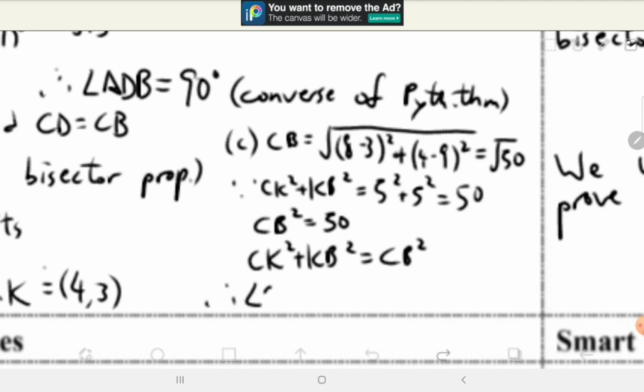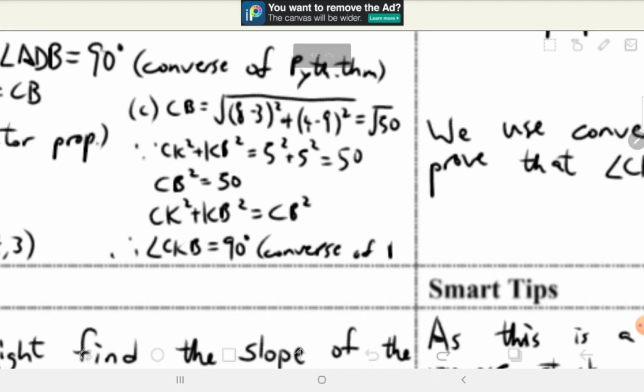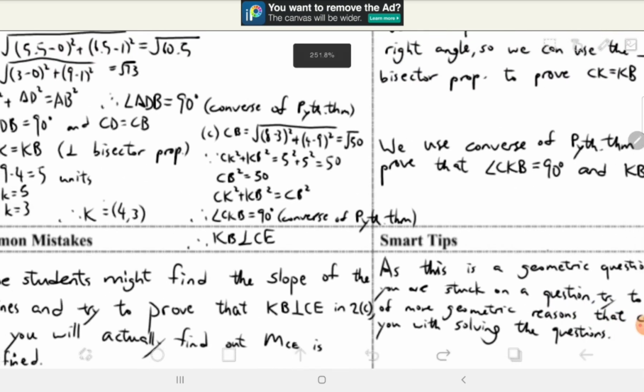Therefore, we can conclude that angle CKB equals 90 degrees because of the converse of Pythagoras' theorem. And we can conclude that KB is perpendicular to CE.